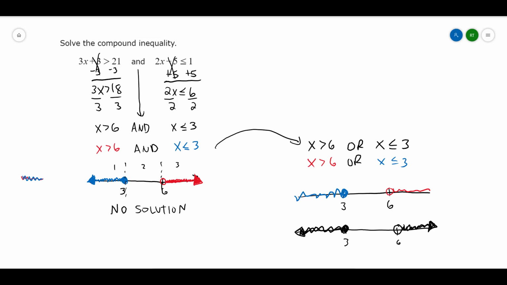And there you have it. That's how you solve a compound inequality and graph it.